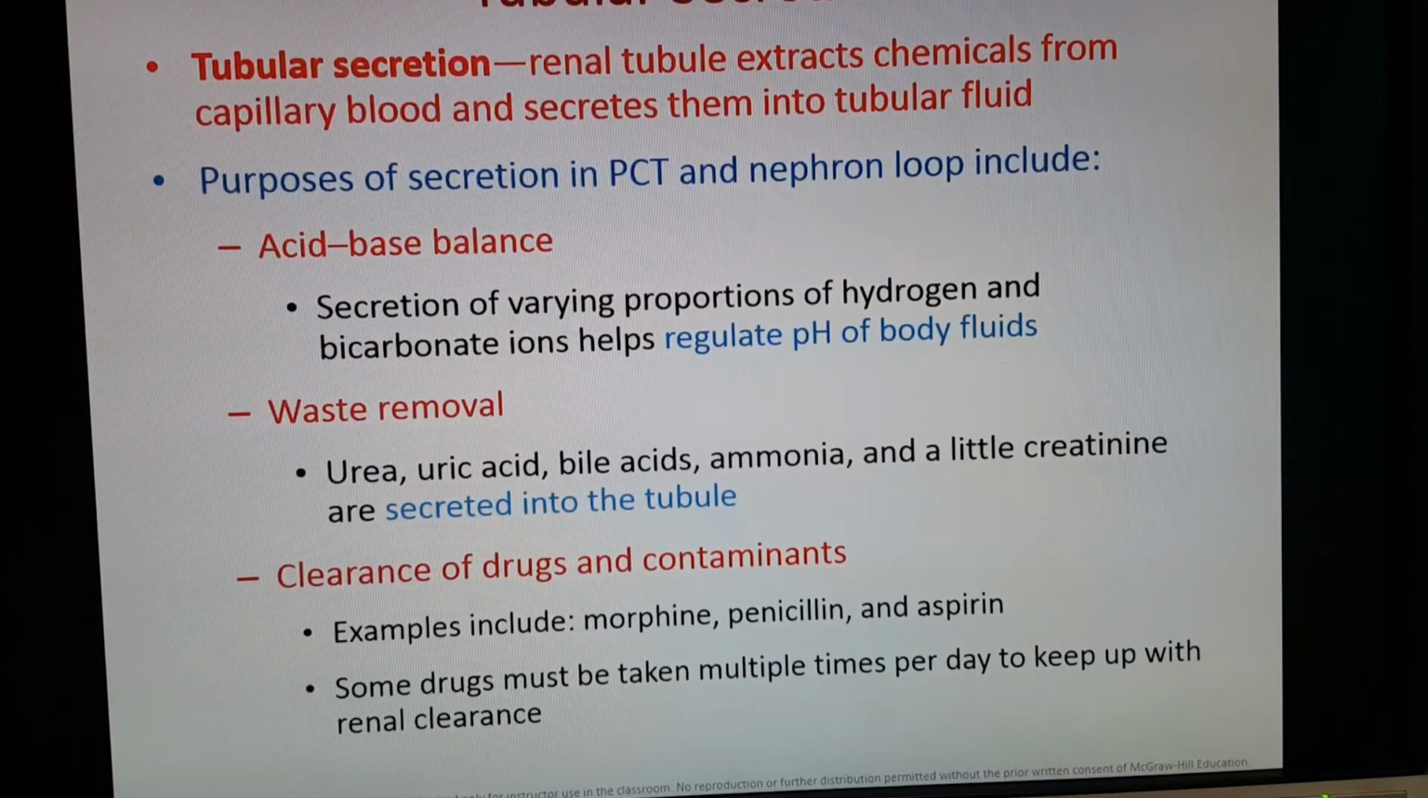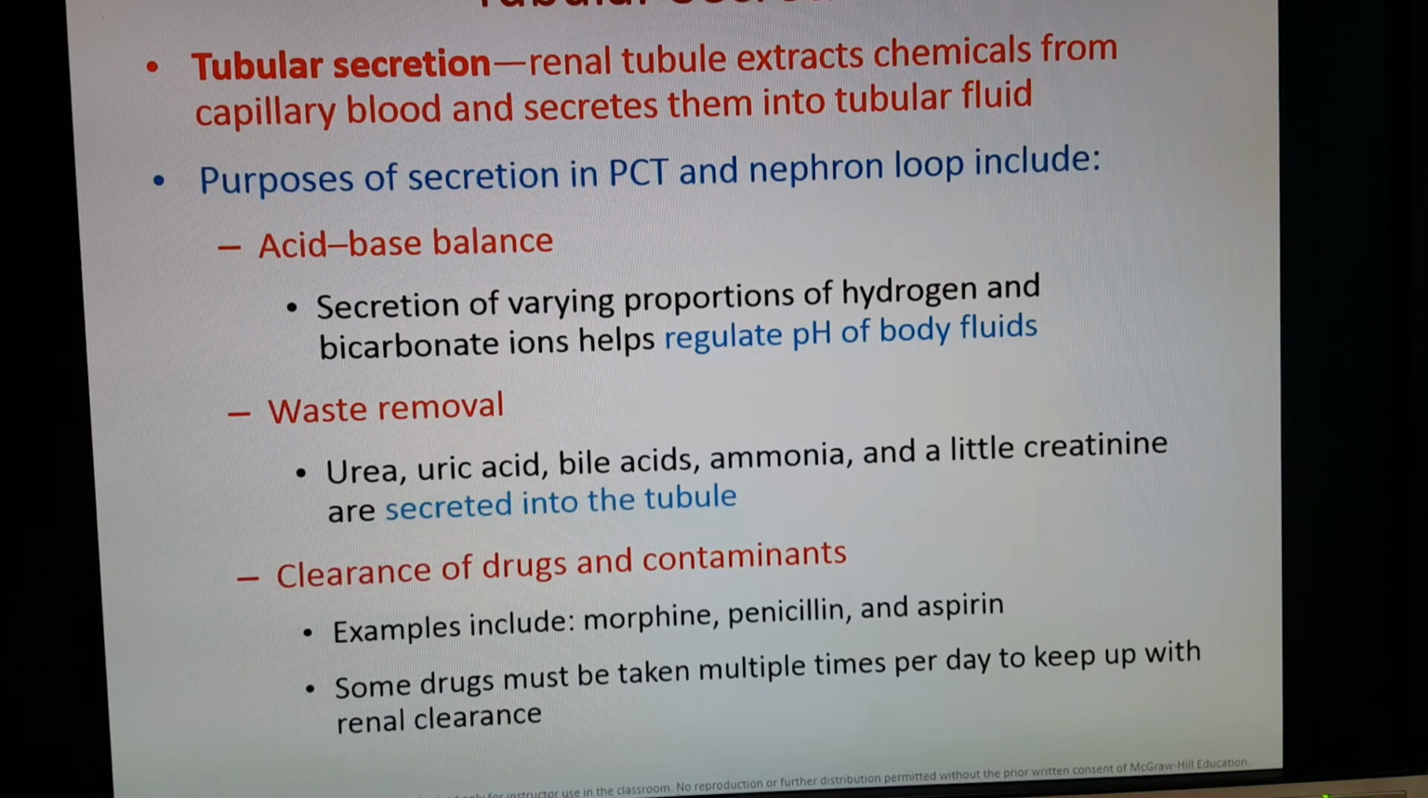So now moving on to tubular secretion. So instead of taking stuff from your tubes and bringing it back into the capillaries, we're now taking stuff from the capillaries and secreting it into the tubular fluid. So taking it out from the blood, even though we've already done our first step of blood filtration, now we're going to take some more stuff out of the blood. So the purposes of your tubular secretion are for your acid-base balance.